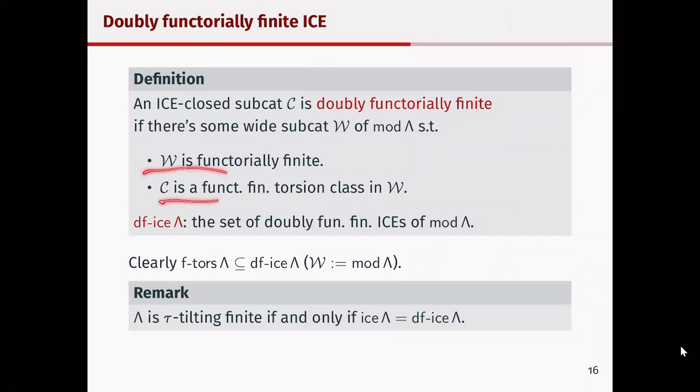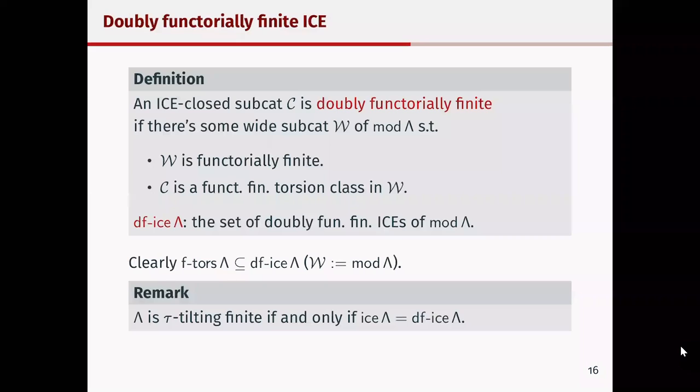And this is just the same as the previous slide. An ICE closed subcategory C is doubly functorially finite if there is some wide subcategory W of mod lambda such that W is functorially finite, which is equivalent to W being equivalent to some module category. And the second condition is that C is a functorially finite torsion class in W. So we have these two functorially finiteness conditions, so we say it's doubly functorially finite.